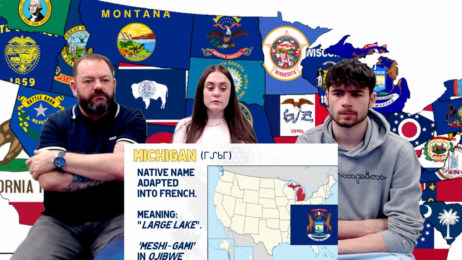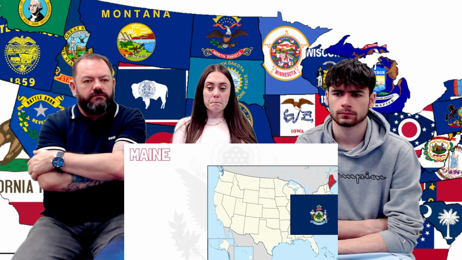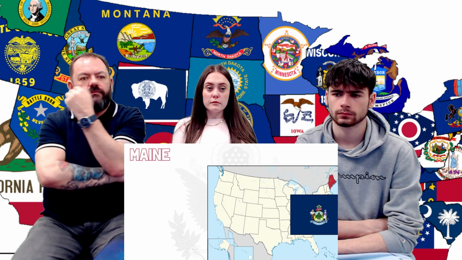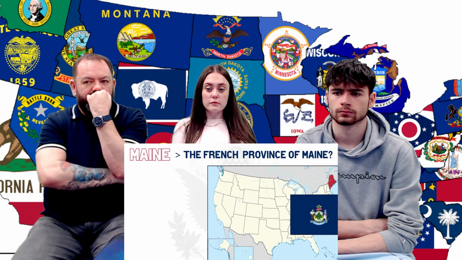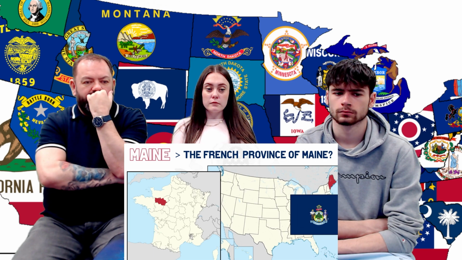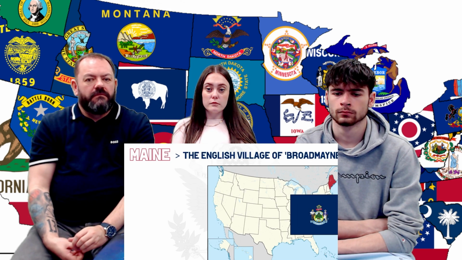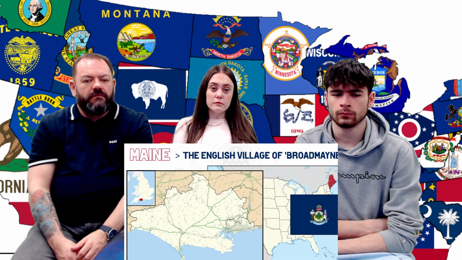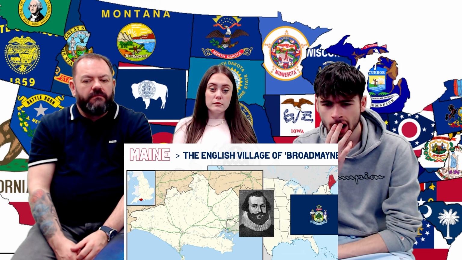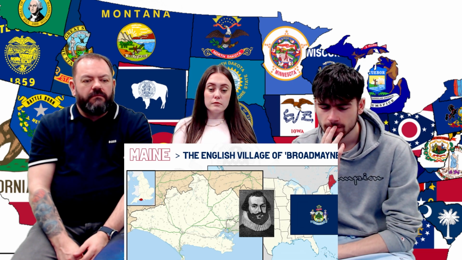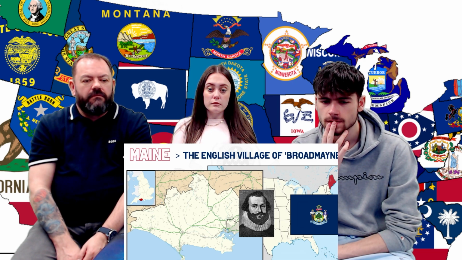Let's jump to the northeast and go along the coast for the other ones, starting with Maine. The origin of the name Maine is unclear. One theory is that it was named after the French province of Maine. Another is that it derives from a practical nautical term, the mainland, and a more recent proposal is that it was named after the English village of Broadmain, which was the family estate of Sir Ferdinando Gorges, the colony's founder. A combination of the last two seems to be the most likely.